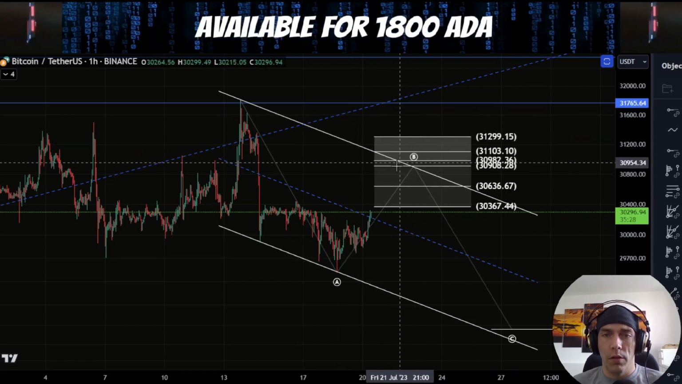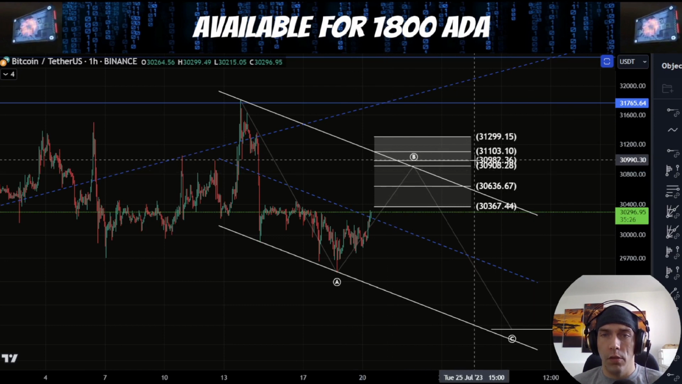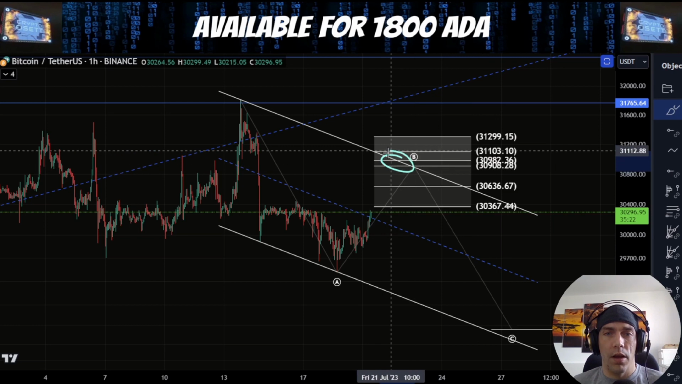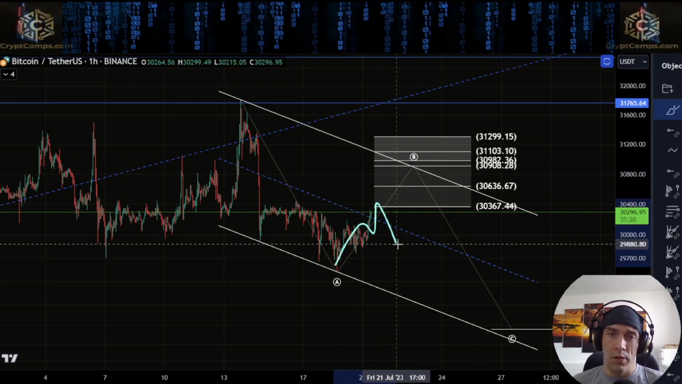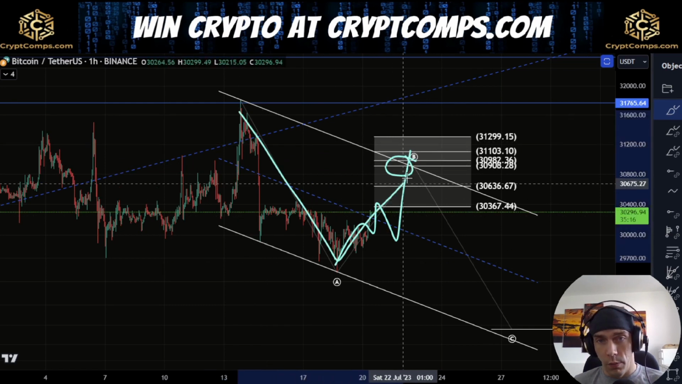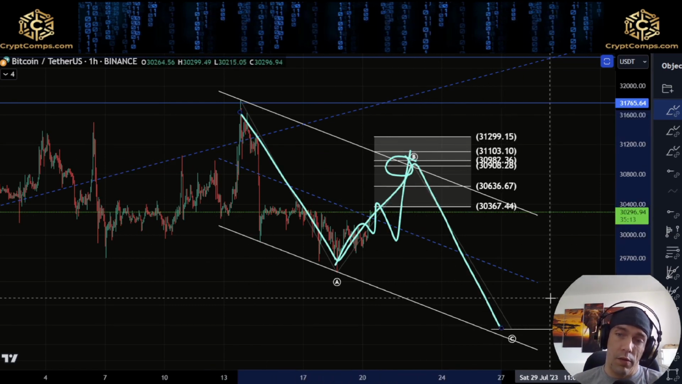Now the golden pocket is sitting quite nicely within this zone, this 30,982 to this 30,908. So we'll be keeping an eye on this level. If we see price do something like this and come back into this area, it could align with this idea of this being a bigger A, B, and a C to the downside.